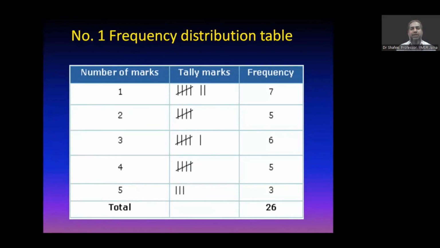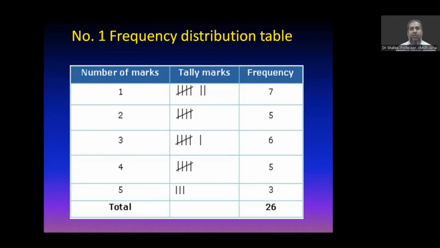In the exam, they ask you to prepare a frequency distribution table from the given data. So in this case, what you have to do? You have to prepare a table in which you have to decide about the frequency, and then you have to put the tally mark for each frequency in the data given. Like one student got number of marks 1, 2, 3, 4, 5. So how many students got 1 mark? That you need to put as the tally mark.